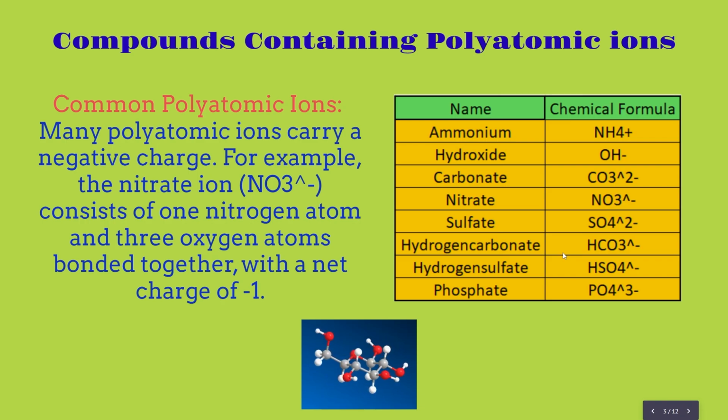On the right here, we can see a table, and all that we're trying to say is that most of the polyatomic ions mostly have a negative charge. If we look at the table, you can see that most of these have a negative charge. The only one that's different is ammonium, which has a positive charge, and we're going to look at more examples and what these mean and how we can write these compounds in the coming slides. This is just to give us an understanding that most polyatomic ions carry a negative charge.